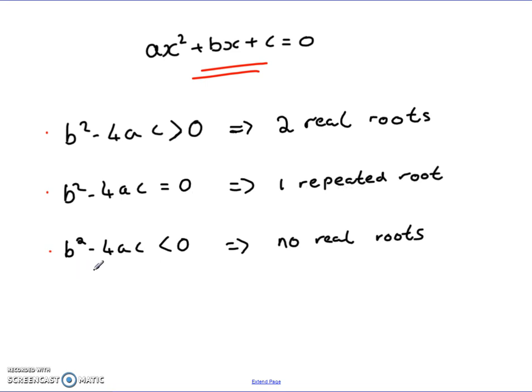And if we end up with b squared minus 4ac is less than 0, we're taking the square root of a negative number. Now this could result in an imaginary number, but we're not going to worry about that at a higher level, so we're just going to say this gives me no real roots of the equation.